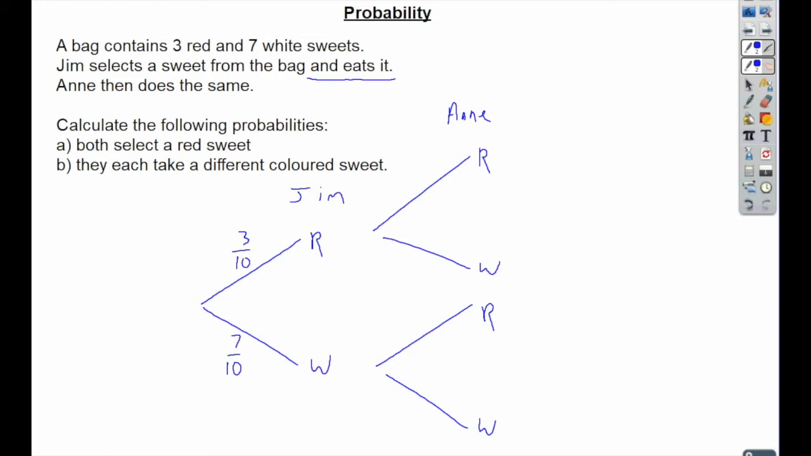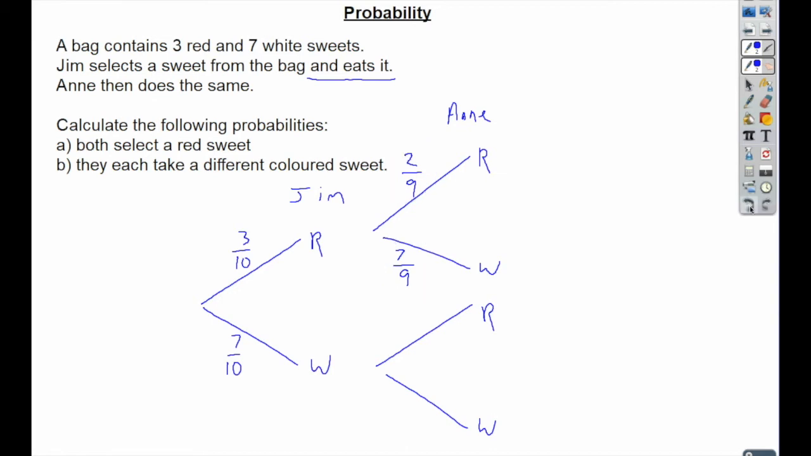So if Jim selects a sweet and it's red and he eats it, there are only 2 red sweets left out of a total of 9. So I'm hoping you're happy that the probability that Anne will select her red sweet is 2/9, okay? Now, if Jim's first selection was red but Anne chooses white, because all 7 of the white ones are still there, out of a total of 9 that's left, the answer will be 7/9. Remember to check your answers by making sure the pair of fractions in each branch add up to 1, okay?